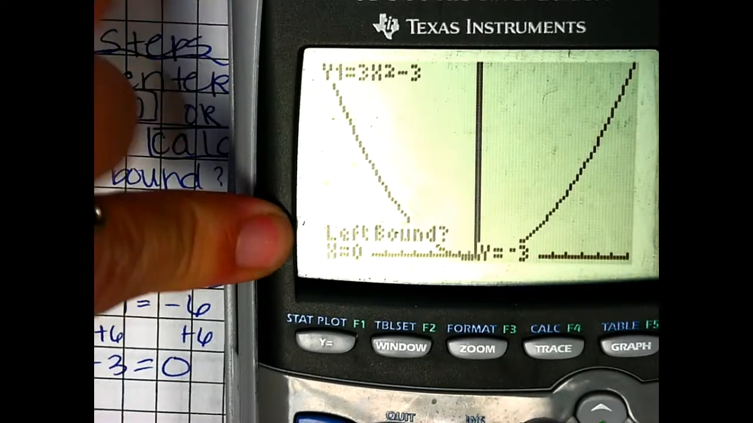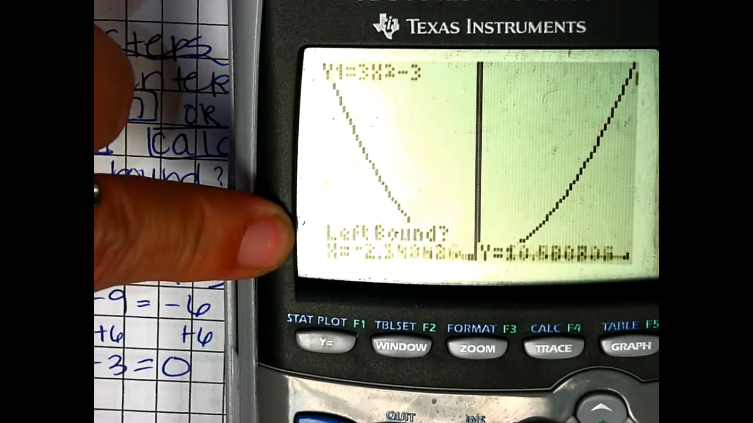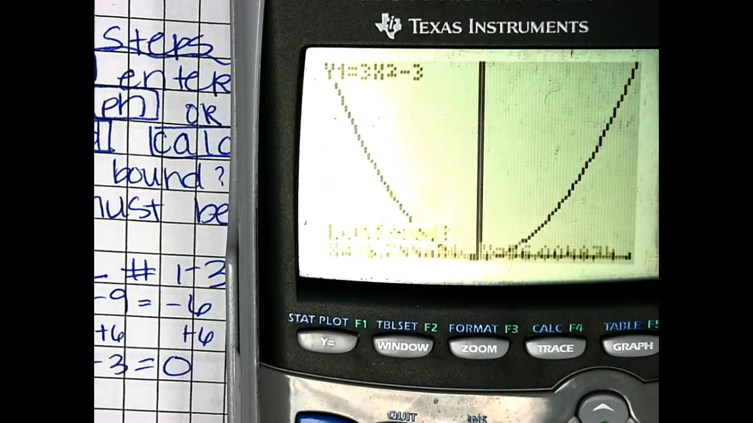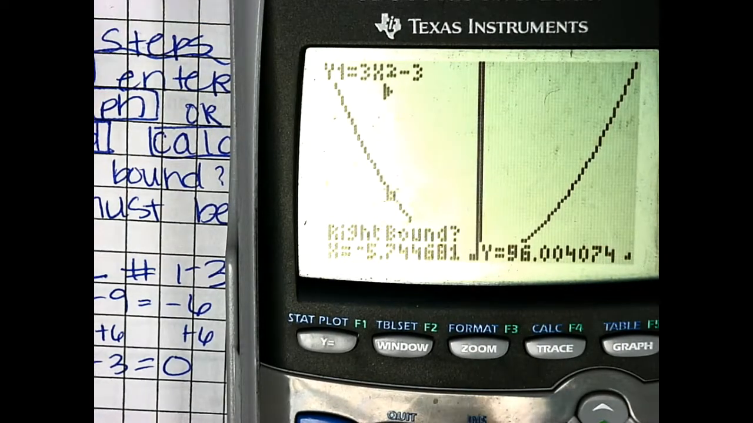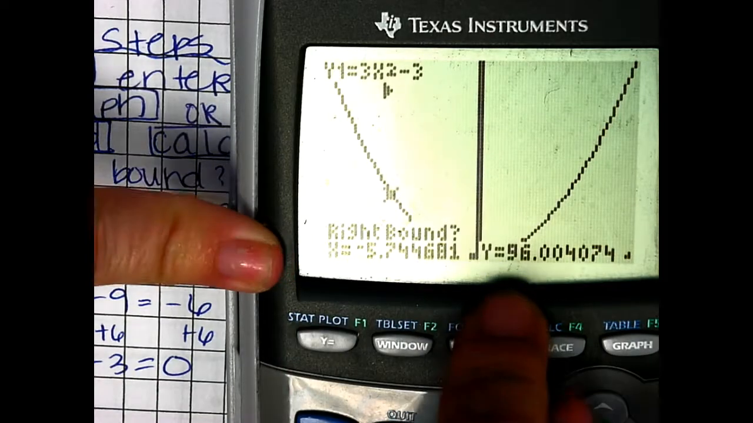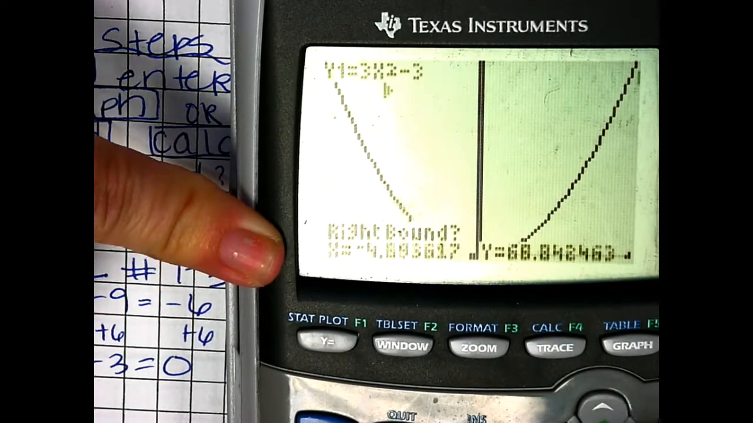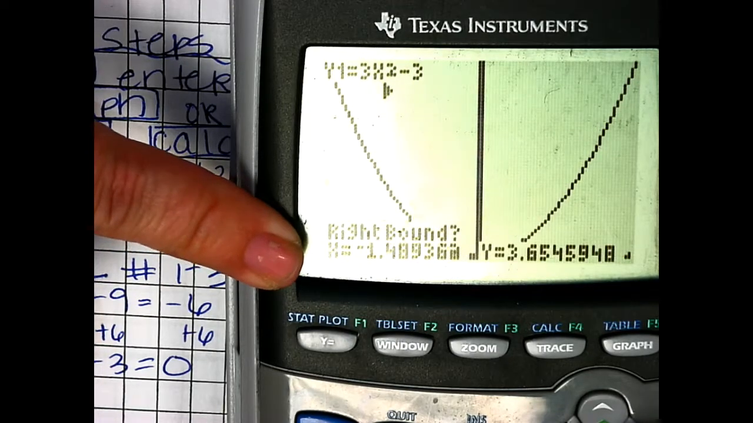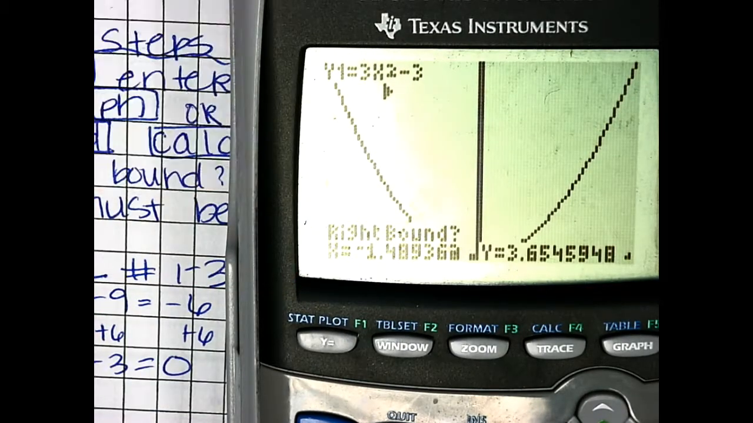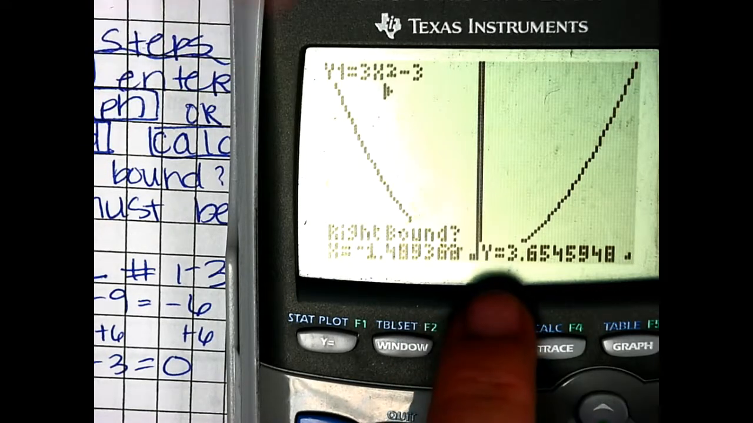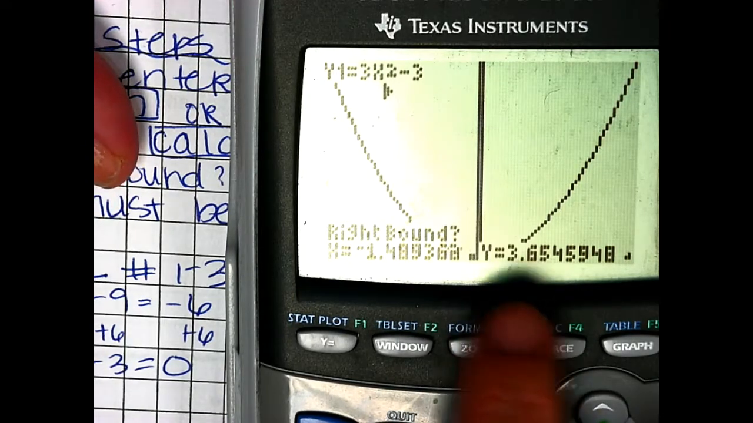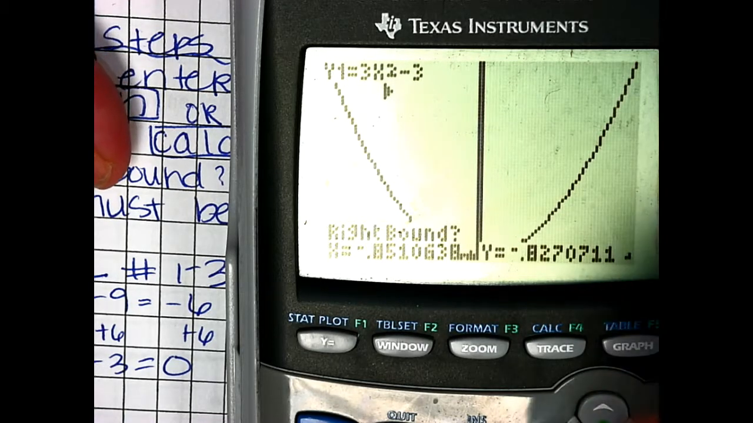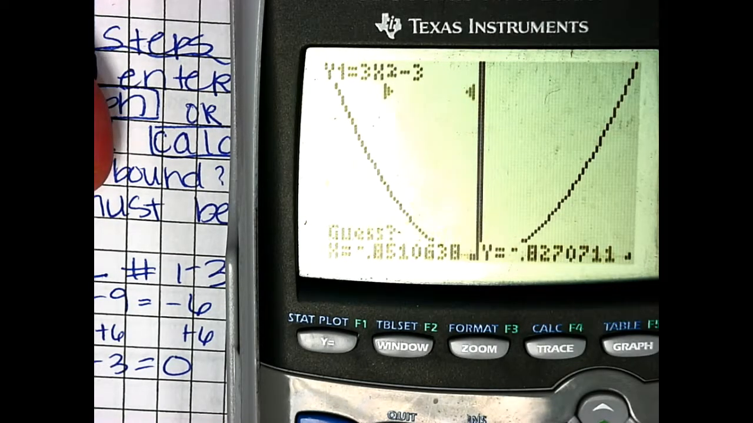It says left bound. Because we're working on the left side of the axis of symmetry, I'm going to hit enter. Now, if you'll notice, my x is negative, but my y is positive. When I do the right bound, my x still has to be negative because it has to be on the left side of the y-axis, but I need my y value to change to a negative. So I'm just hitting the over arrow until my y turns negative. And then I'm going to hit enter.